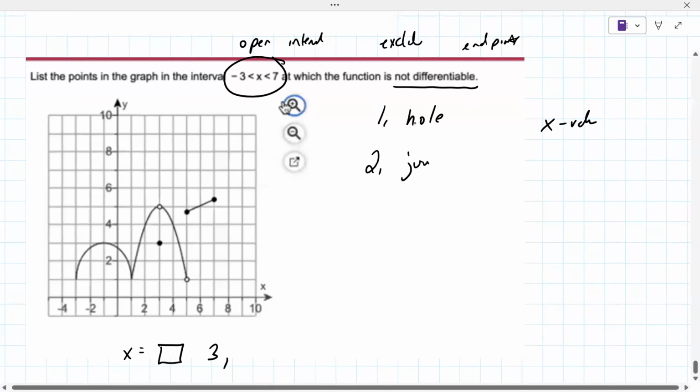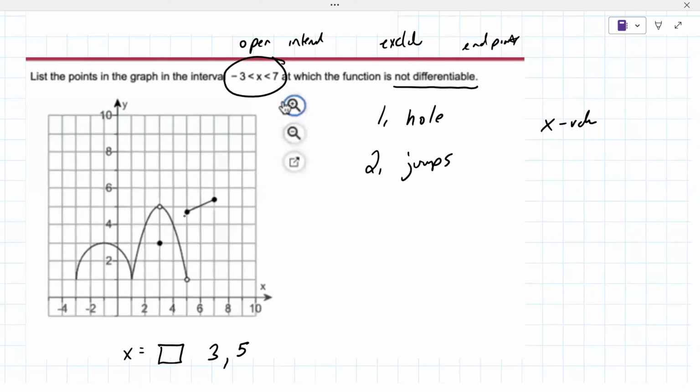Second are jumps. There's a jump here from this hole to there. So you could argue it's not differentiable because of the hole or because of the jump. It doesn't matter. It's just not differentiable. And again, it's the x value that we care about, never the y.